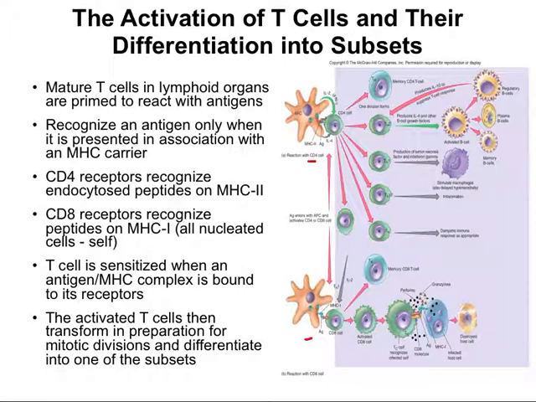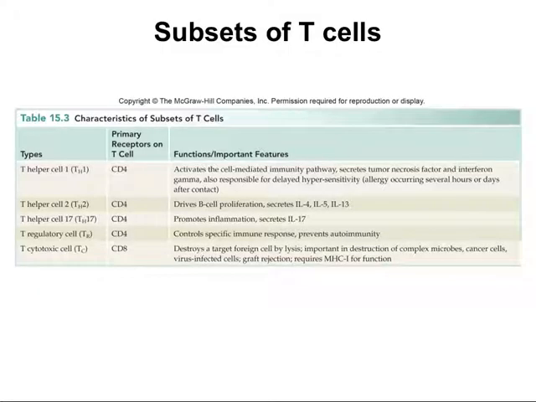These are found, if you recall, on all nucleated cells, so they often represent self. The T cell is sensitized when an antigen and MHC complex is bound to its receptors. The activated T cells then transform in preparation for mitotic divisions and differentiate into one of the different subsets. Here you can see the different subsets of T cells. You'll recognize that all of the T helper cells are CD4 type cells, and CD8 is a cytotoxic T cell. Well, they're very different in their functions. Essentially, all of these CD4 cells are helper cells, even including the regulatory cells, but we'll cover that shortly.